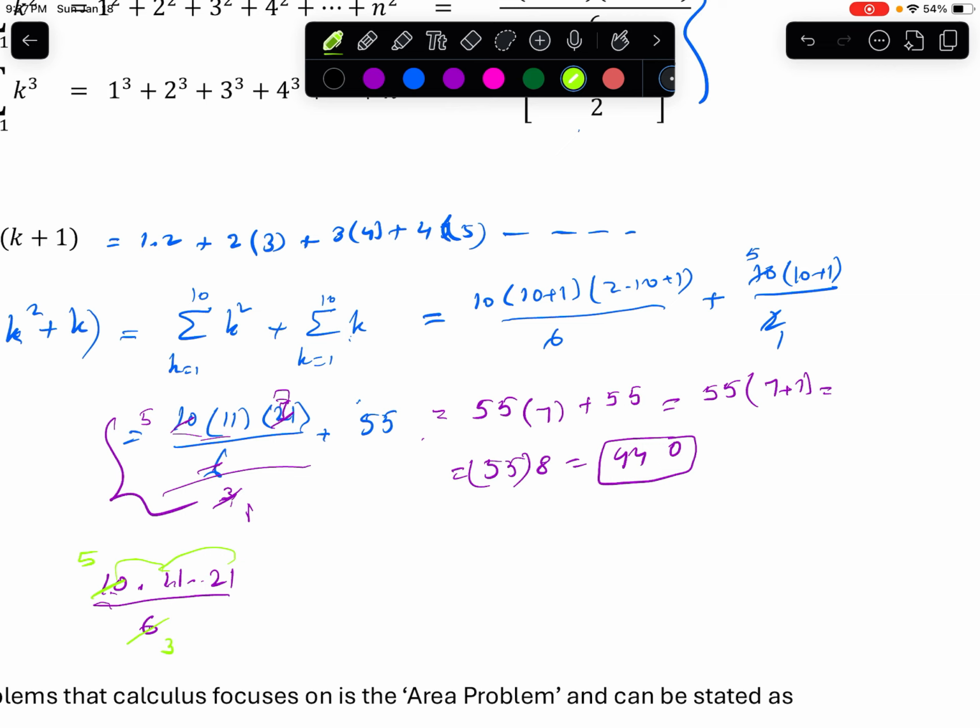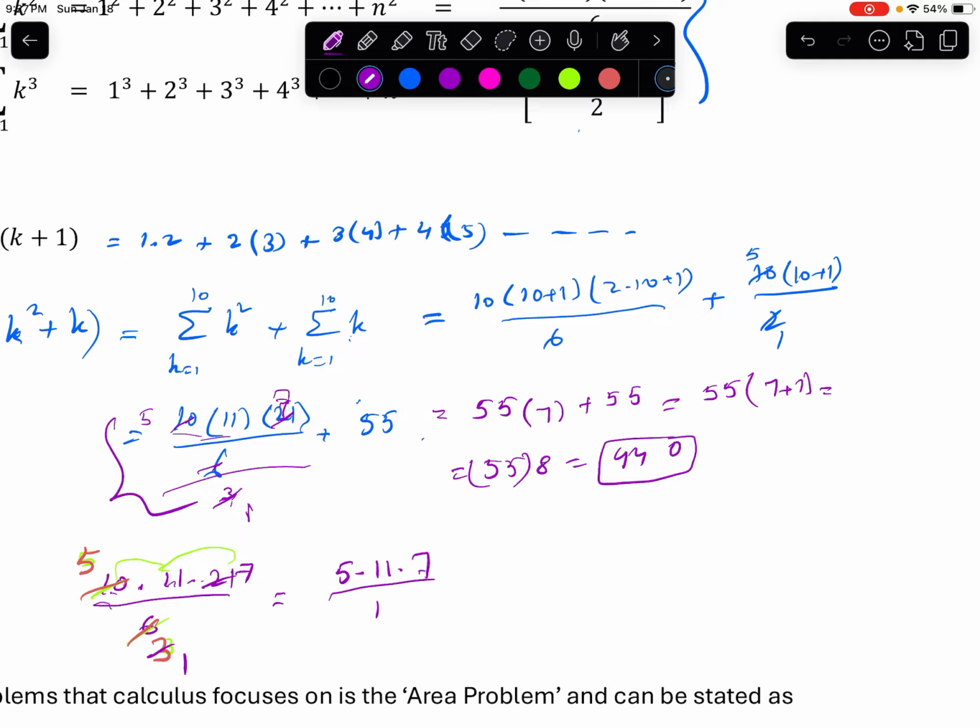Okay, so now we have a 3 here. I think I need to use another color. This is not visible. So we had a 3 here and a 5 here. So we don't have the 10, we don't have the 6. So right now I have 5 into 11 into 21 over 3. But wait a minute, 21 is divisible by 3. So that's what I'm going to do now. 3 divided by 3, I get 1. Divide 21 by 3, I get 7. So what do I have on the top? 5 into 11 into 7. And at the bottom I have 1.